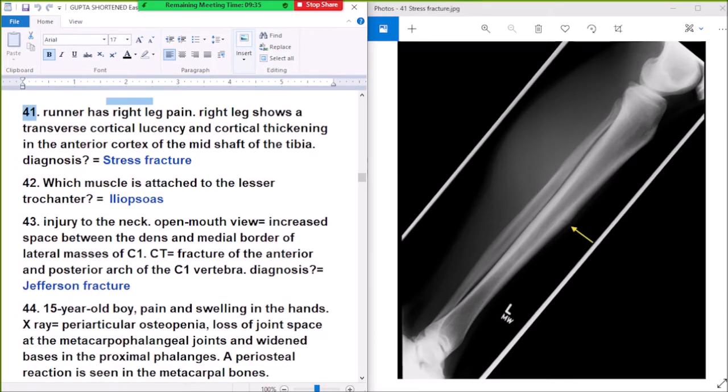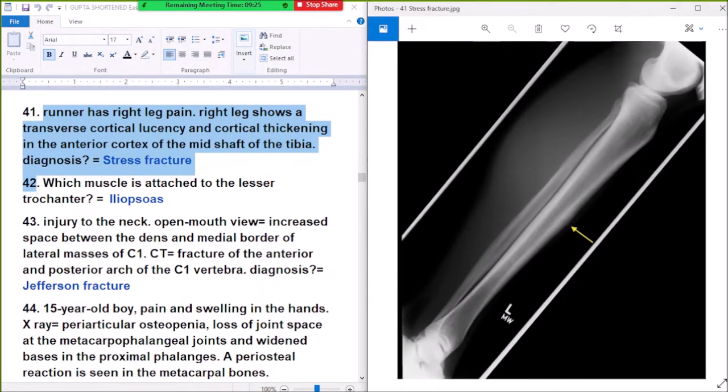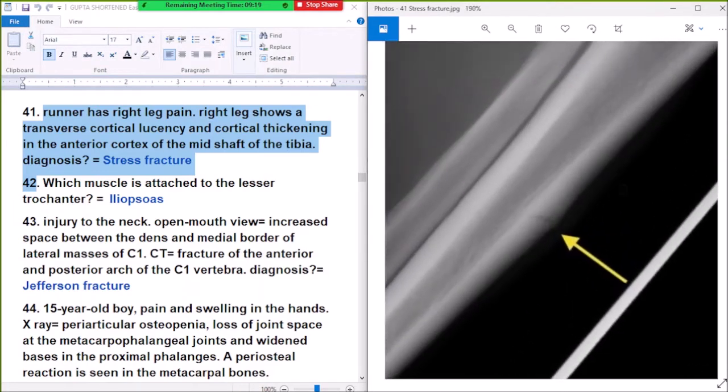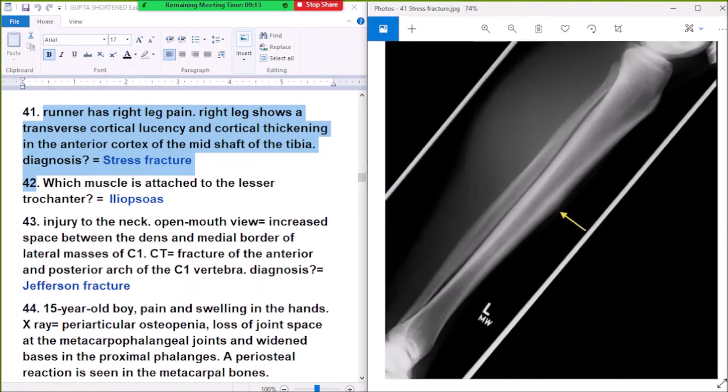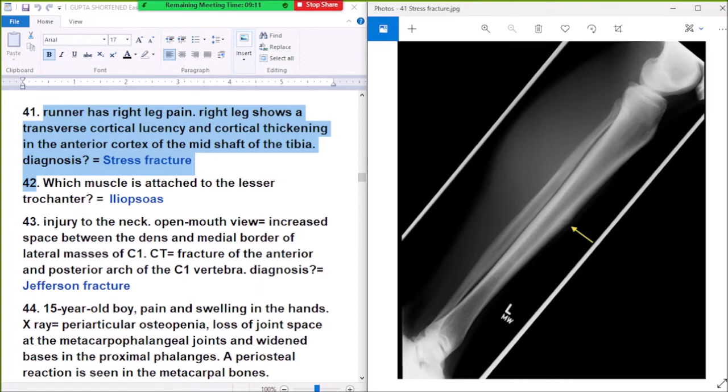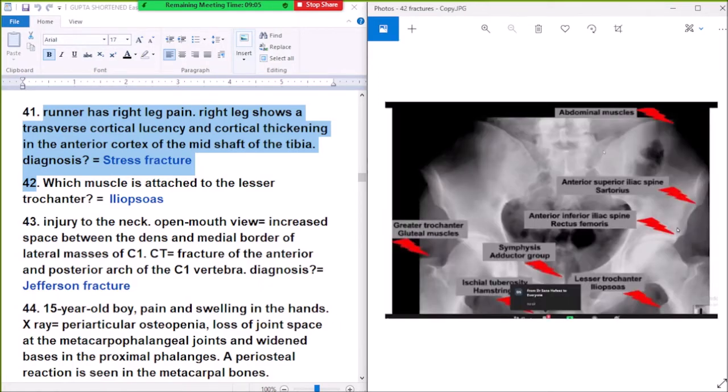Question 41. A runner has right leg pain. The right leg X-ray shows a transverse cortical lucency and cortical thickening in the anterior cortex of the mid-shaft of the tibia. Diagnosis: stress fracture. And he's a runner also.